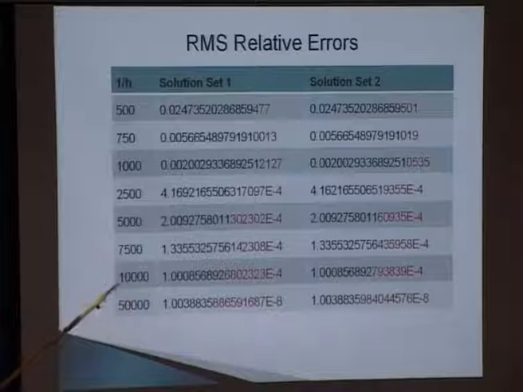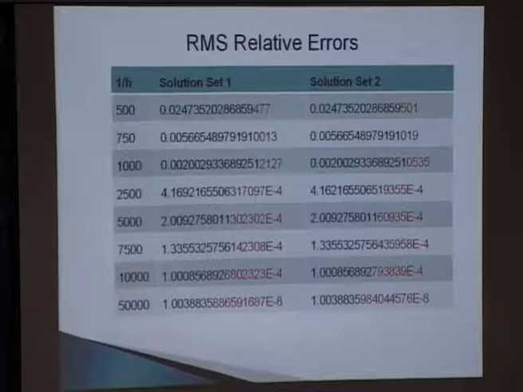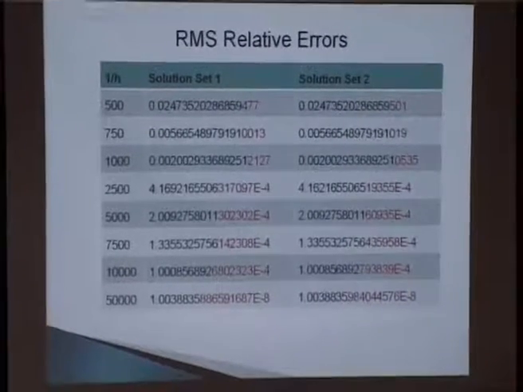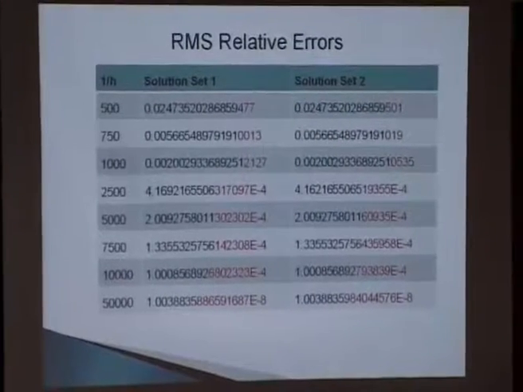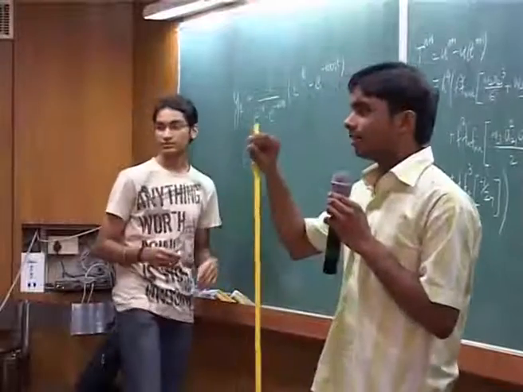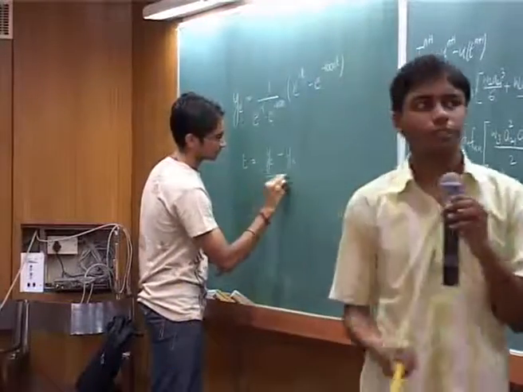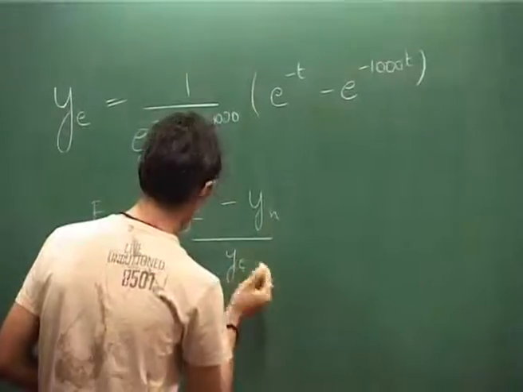These were the relative RMS errors. Now, how do we calculate the relative RMS error? Is it any different than what Aditya did? At t equal to 0 we do not take the point, because that is anyway 0. It doesn't contribute.